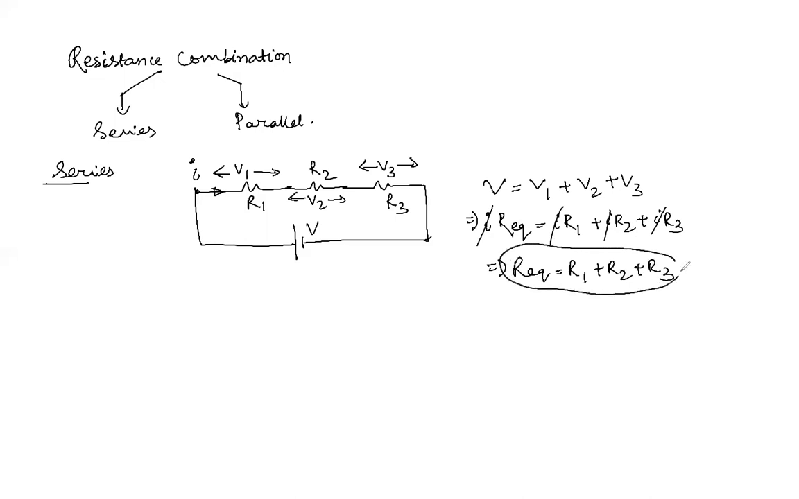So this is a voltage divider circuit. It's quite easy. And the second one is parallel combination.